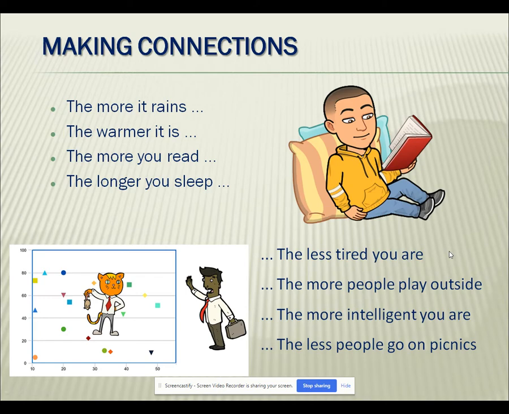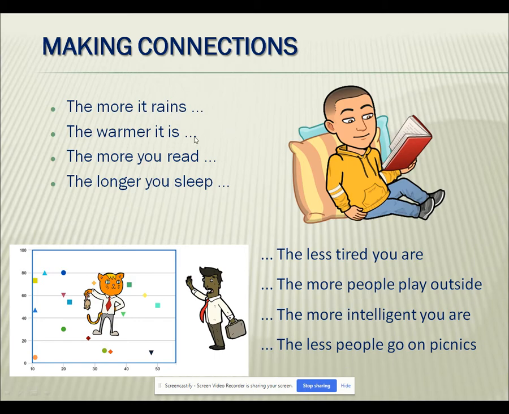So scatter plots is all about making connections between two different things. If we look at these examples, I went through these with the in-person class and they had to match them up. Like, the more it rains, which of these would match with that? The more it rains, the less people go on picnics. So we're comparing two things to make connections.